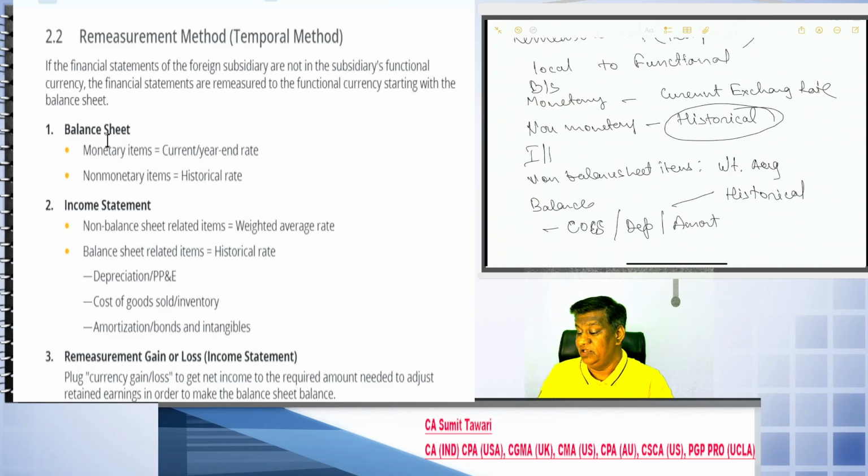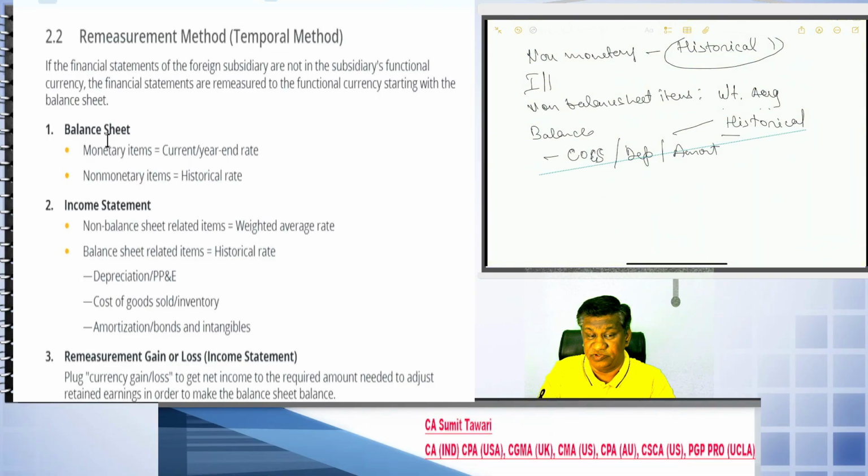Means we apply the current exchange rate to some items and the historical rate to other items. So some differences arise in the balance sheet, and the same in the P&L as well. For some items we apply the weighted average, and for others the historical rate. So there is a difference in the balance sheet as well. Okay, so how do we need to recognize it?